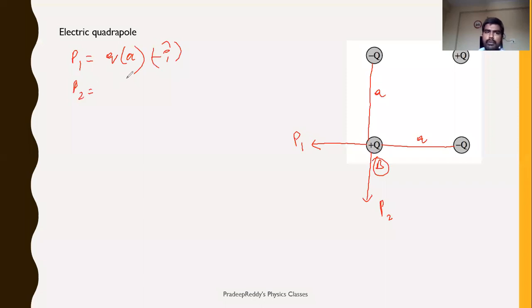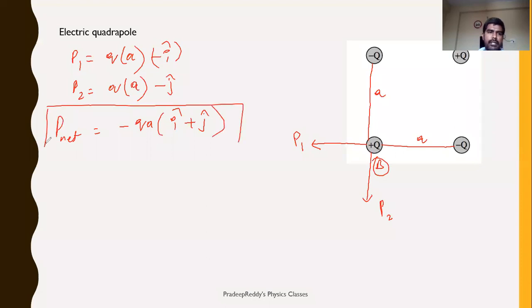Next, what about P2? P2 is equal to Q into, separation between 2 charges is A, and this is minus J cap. Okay, these 2 are the vectors. How do you write P net? P net will be equal to minus of QA into I cap plus J cap. Simply take vector notations. This is net vector, this is P net.